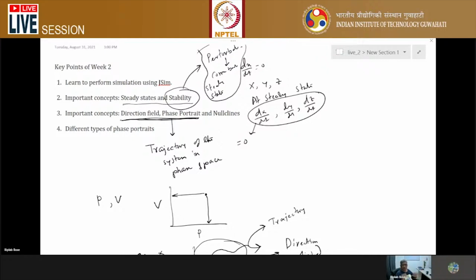There are many other tools available. Use them if you have access to them. For example, MATLAB has a couple of tools. If you have access to MATLAB, you can do it. Otherwise, use the online tool that I have given the link to. But you should understand the concept, how these direction fields or phase portraits are created, right?